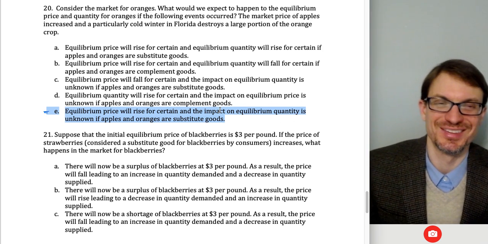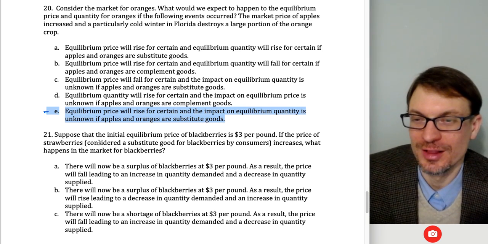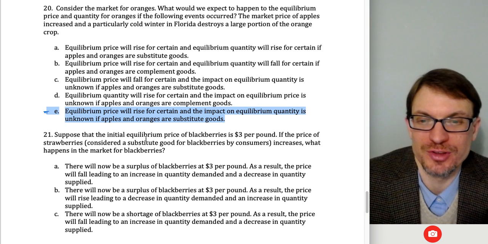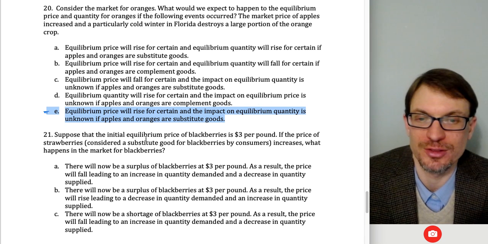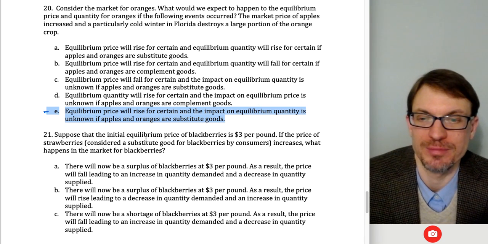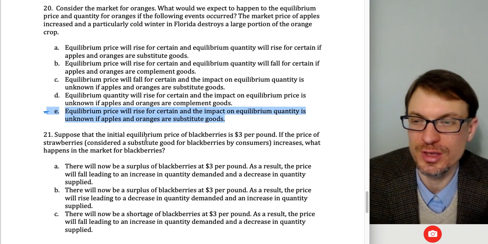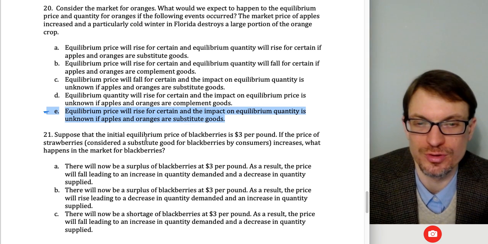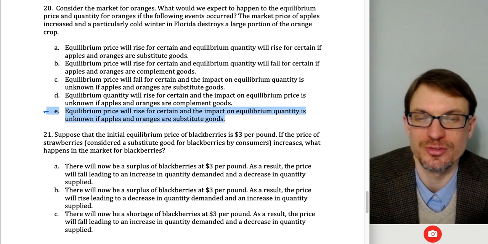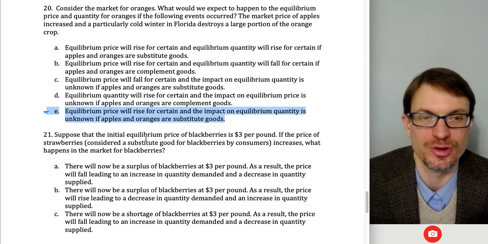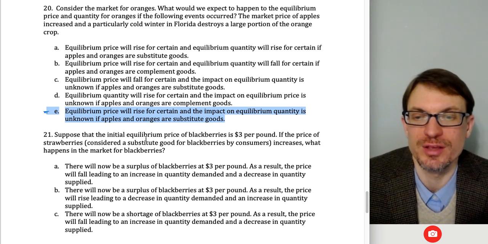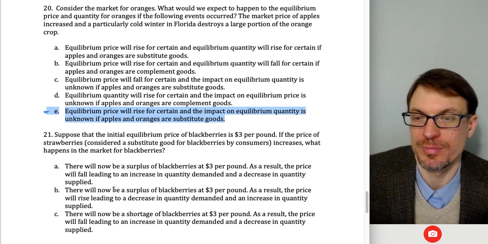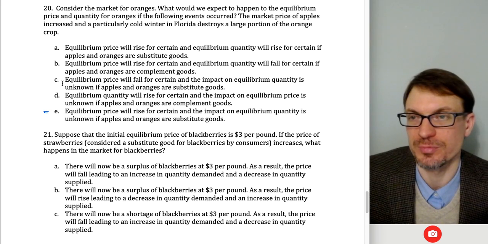All right, next. Suppose the initial equilibrium price of blackberries is $3 per pound. If the price of strawberries, a substitute for blackberries by consumers, increases, what happens to the market for blackberries? All right, so the price of strawberries, the price of a substitute, increases. This means an increase in demand for the good under consideration. We'll get an increase in the price of blackberries and an increase in the quantity of blackberries, which means at the original price, we've got this problem.